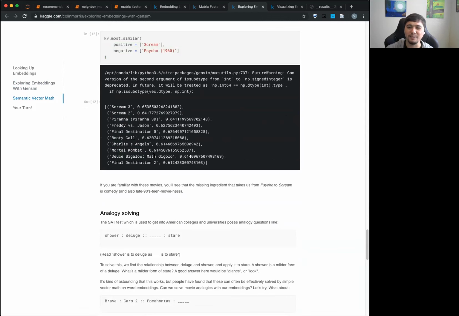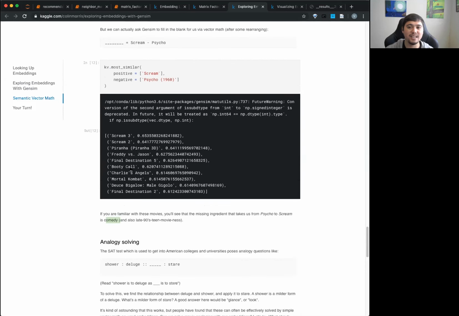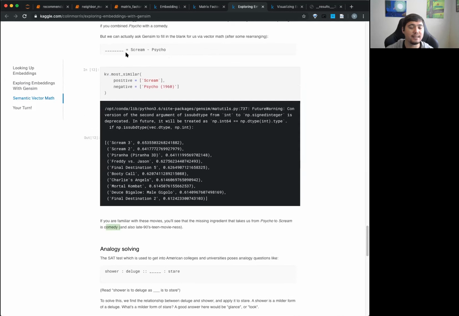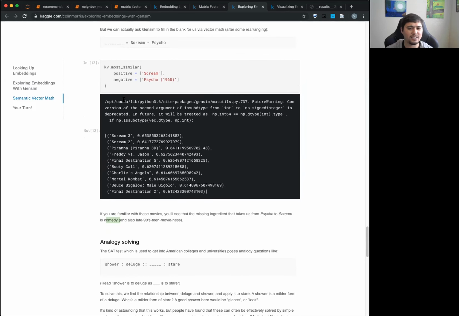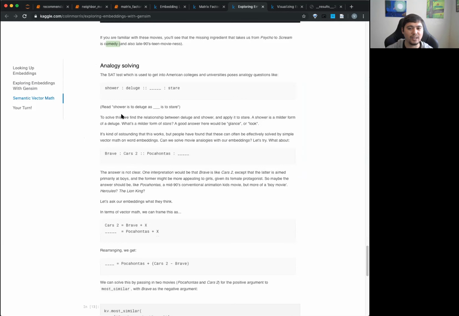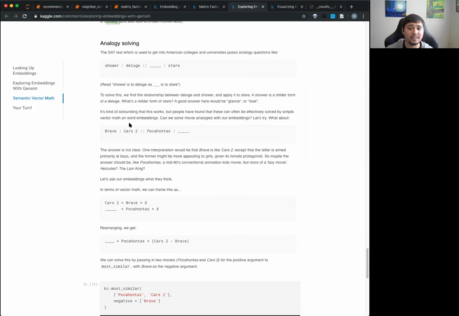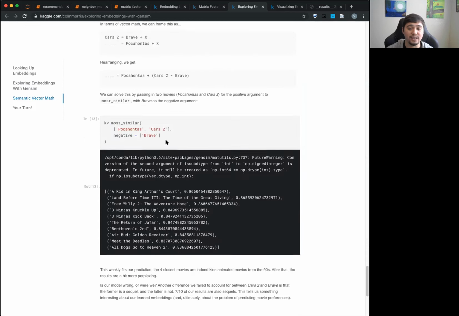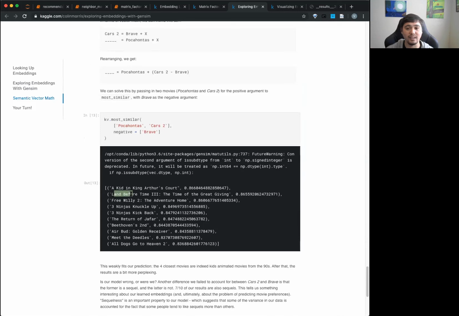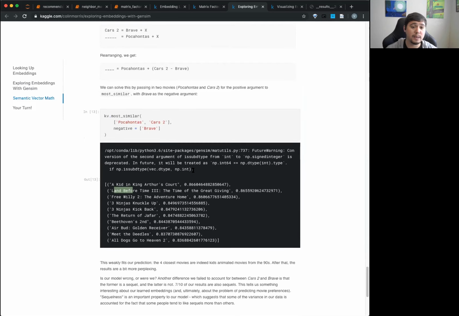So you can start to see what's going on here. He basically says these are comedies. The thing that's missing from Psycho versus Scream is a little comedic part to this movie. This is interesting, almost like analogies. For example, you can do some really weird things like Brave is to Cars 2 as Pocahontas is to some other movie, and you can figure out what these things are. It builds out a little bit of relationship of what these things are just based on the embeddings.